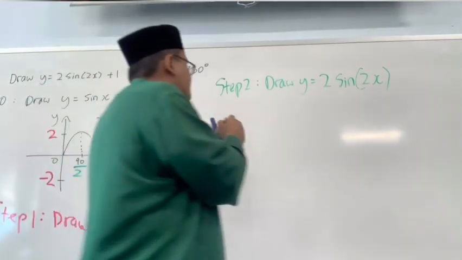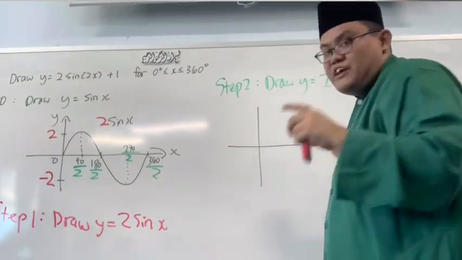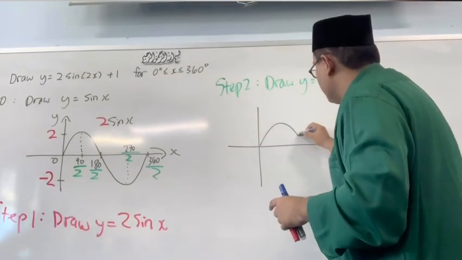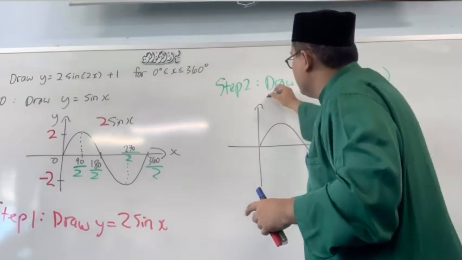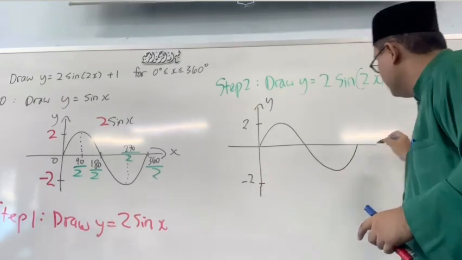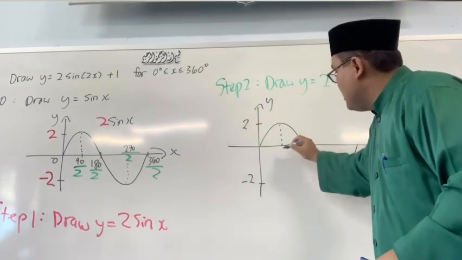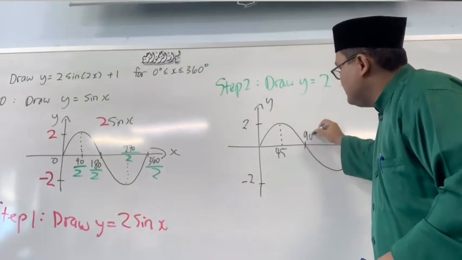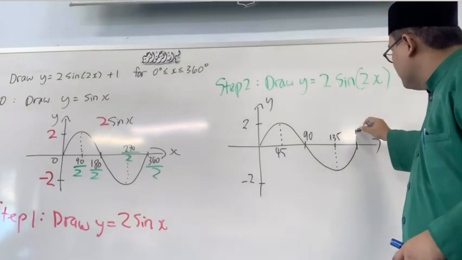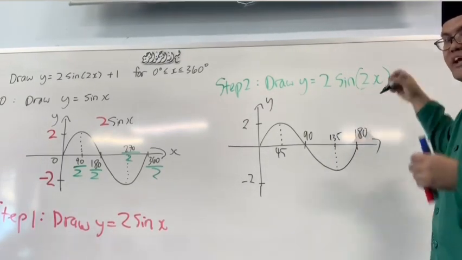So, let us redraw whatever we drew here. Like I said, there's a lot of graph to be drawn before you reach your final graph. So, just redraw everything again. This time, this is 2. The lowest one is minus 2. So, this is 90 over 2. 90 over 2 is 45. This is 90. This is 135. And this is 180. So this is 2 sine 2x.